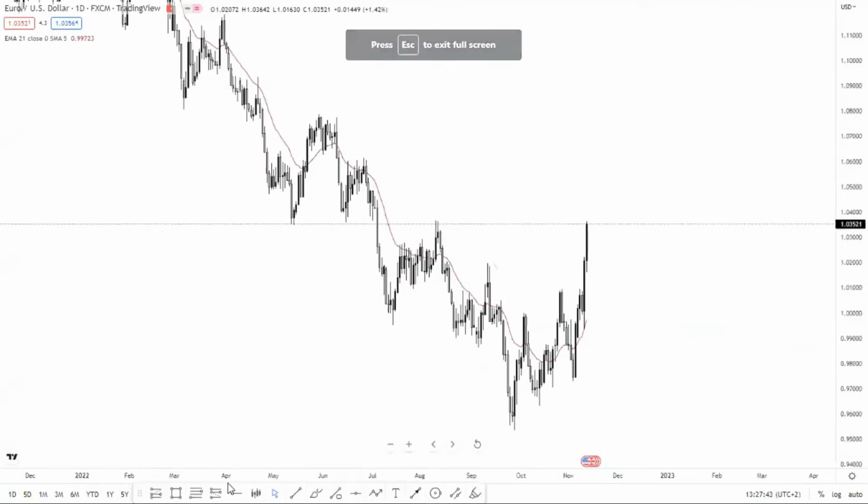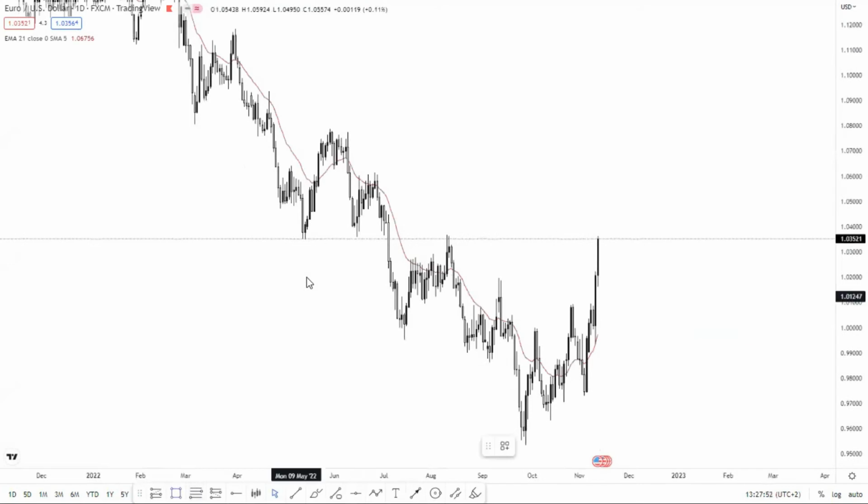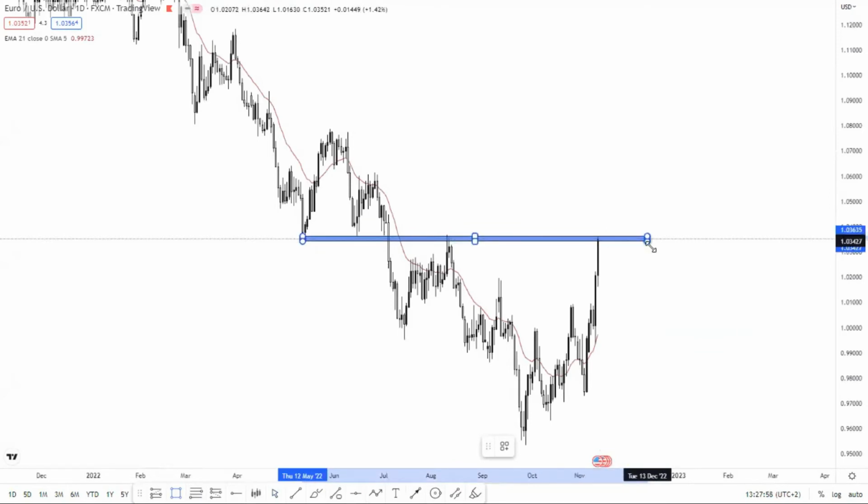This is our daily time frame. Same thing here. I will be using zones. Here I won't be using trend lines. I think I'll be using zones, only zones and patterns. I'll be using zones and patterns.